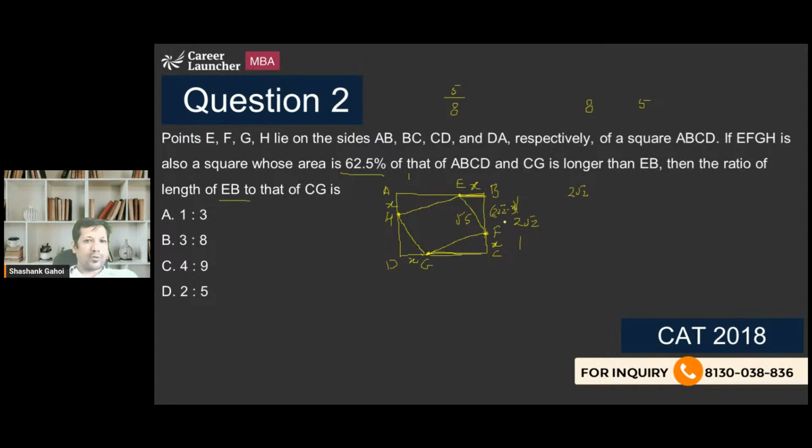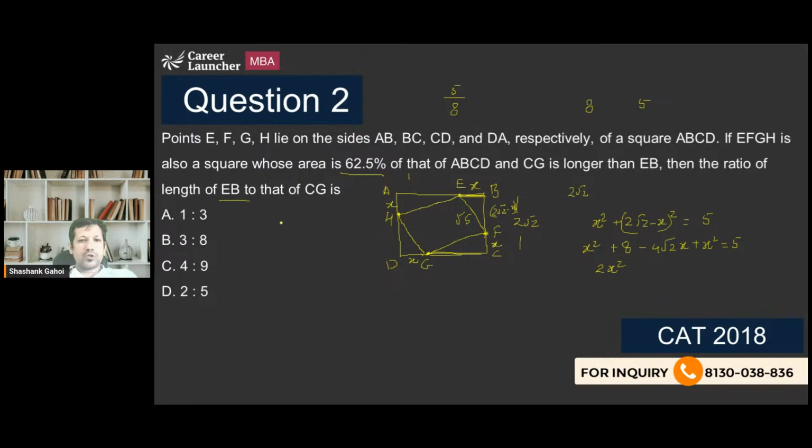I can simply use Pythagoras theorem. So if I use Pythagoras theorem, what am I going to get? I'm going to get x square plus (2 root 2 minus x) whole square is equal to root 5 whole square, that is 5. So x square plus 8 minus 4 root 2 times x plus x square is equal to 5. Okay, so I am going to get 2x square.